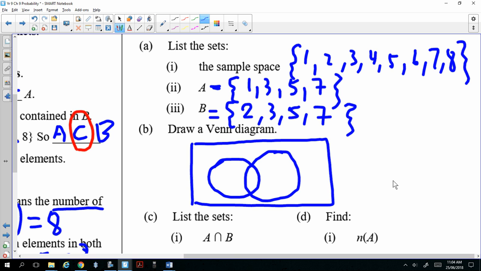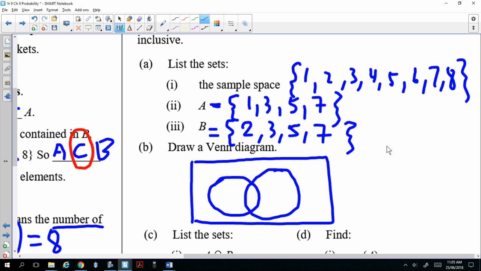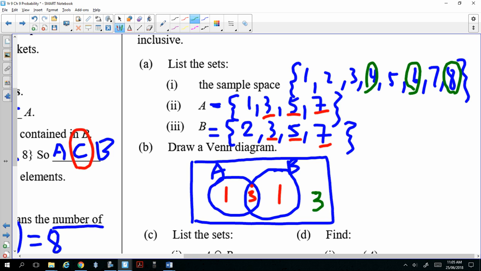In this case, A is here, that's B. Now, what are the elements that are common? 3 is common, 5 is common, 7 is common. So you write 3, there are 3 elements in here. And how many elements outside? There's 1 that's only in A, 1 that's only in B. How many are not listed in A or B? The only thing that's not listed is 8. So you write down how many numbers in each.